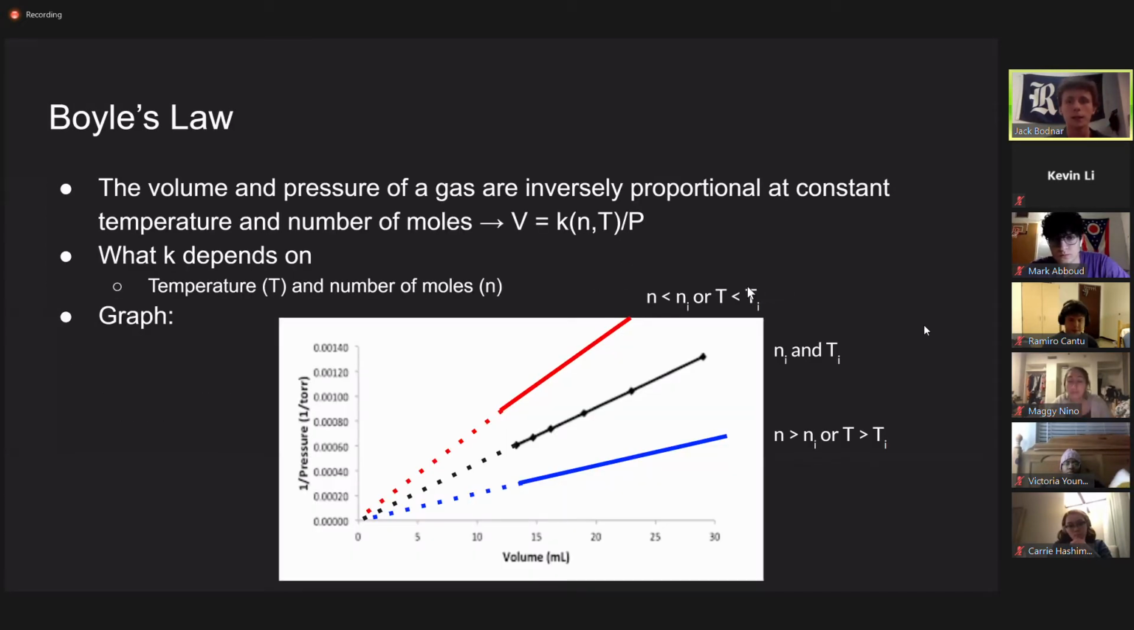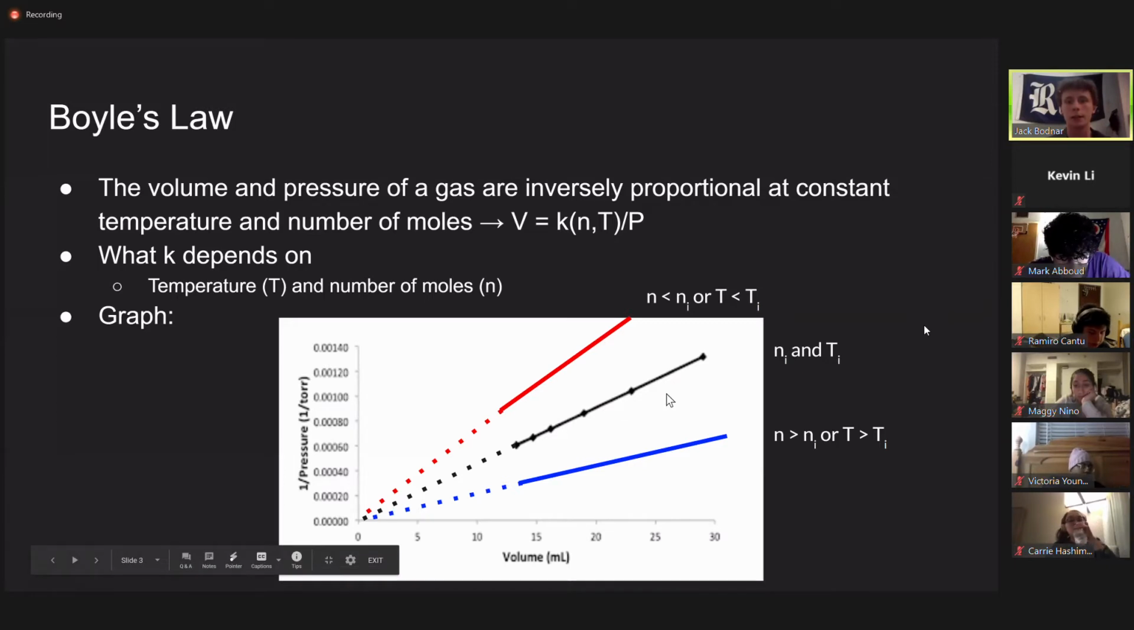Getting started with gas laws, we first looked at Boyle's law, which simply states that the volume and pressure of a gas are inversely proportional for fixed temperature and moles. We can write that as an equation, V equals K as a function of N and T, divided by P. So this relationship captures Boyle's law in words. And we can see that by looking at our graph here.